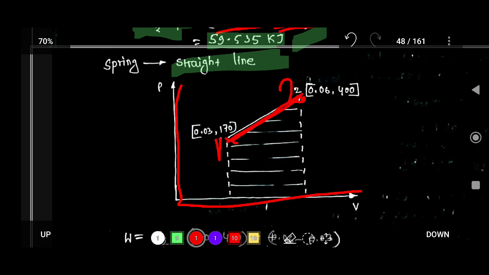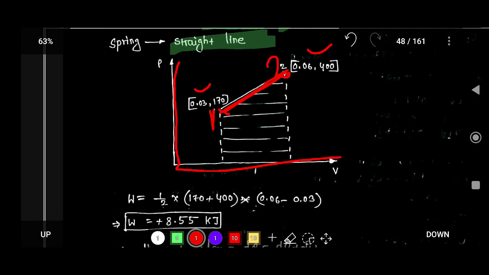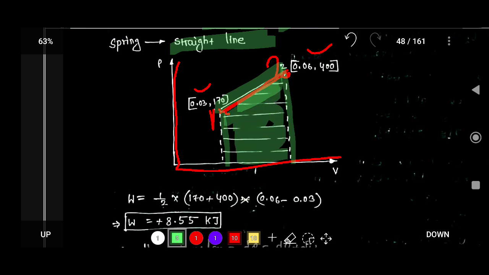Okay, 2 is the final state, and the initial pressure and volume are given, that is this, and the final pressure and volume are given in this question. Now if you want to calculate the work, the work will be the area under this curve. So under this, this is the area. Here this area will be the work done.